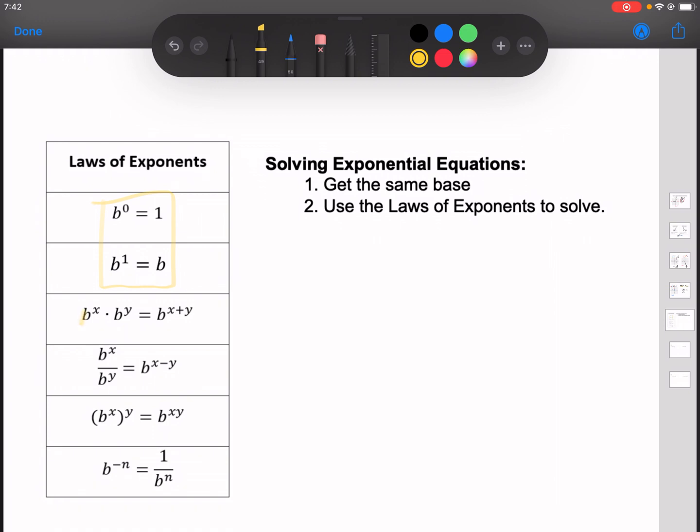But you also need to remember that when you multiply two of the same base, you can add the exponents together to simplify it. When you're dividing, you would subtract exponents. When you're raising a base to an exponent to another exponent, you multiply the exponents. And then we did briefly talk about this one, but anything to a negative exponent, you can rewrite as the reciprocal, so 1 over b to the n. And we'll see how this works in practice.